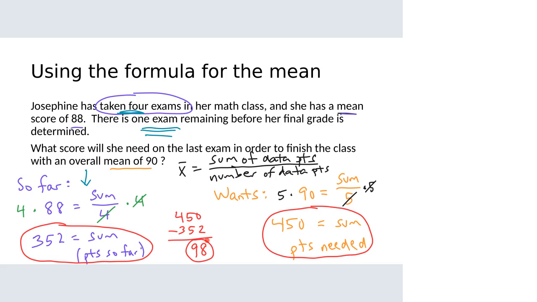It makes sense that she's going to need a really high score because she's trying to bump her grade up from 88 to 90. I'm with you, Edison, but hey, if she prepares, she can do it. So she's going to need 98 on that last exam in order to finish with an overall mean of 90. Let me know if you have questions before we try one.